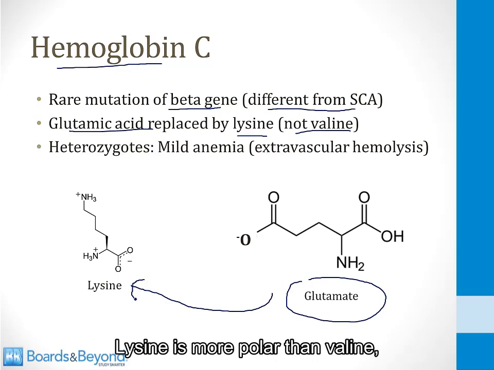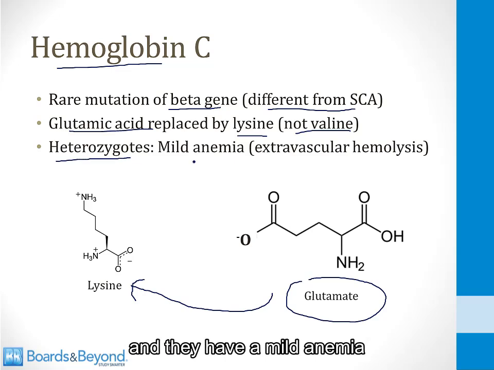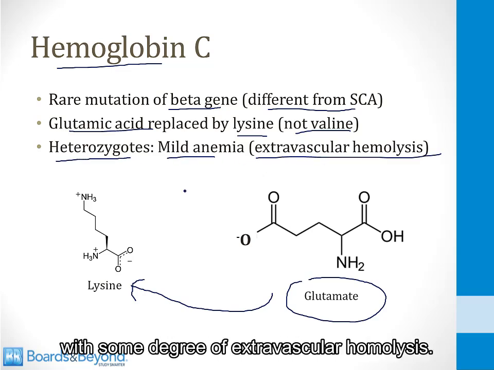Lysine is more polar than valine, therefore this is not as severe a change in protein structure as occurs in sickle cell anemia. It's very rare to be homozygous for the gene for hemoglobin C, but many patients are heterozygotes and they have a mild anemia with some degree of extravascular hemolysis.